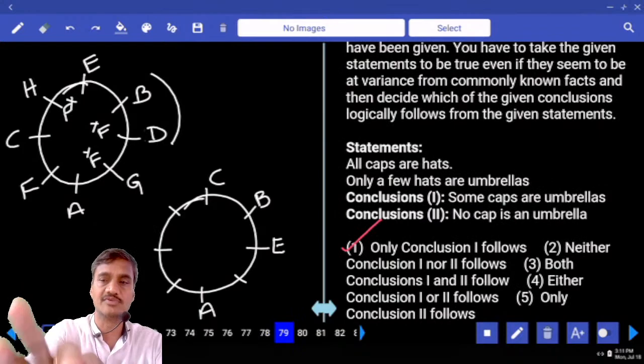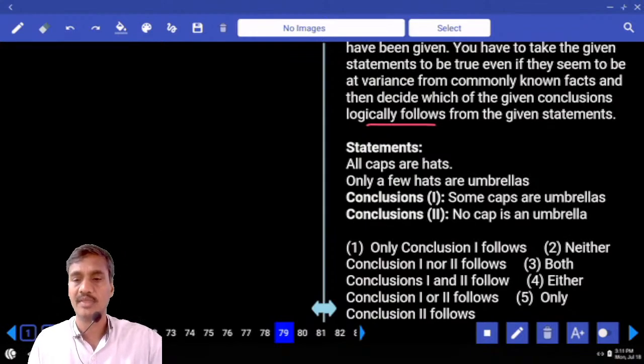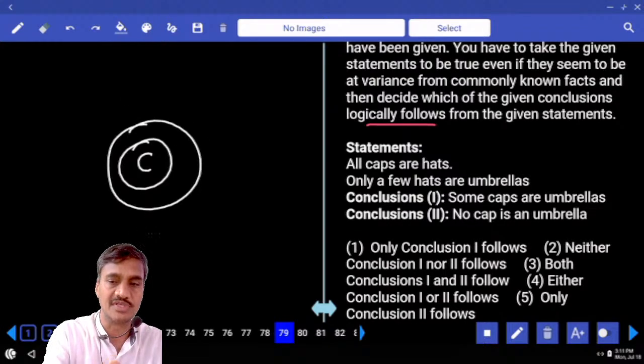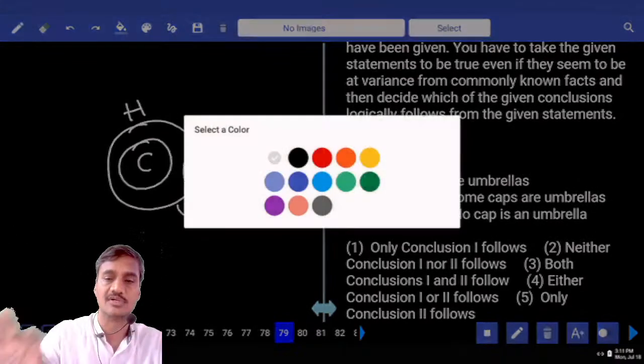Then 79 onward, they are based on syllogisms. Here, syllogisms logically follows means comes under the first model. And all caps are hat. Now these are the caps that are hat, all these caps are hat. And in the same way, only a few hats are umbrellas. Only few hats are umbrellas, but not all.